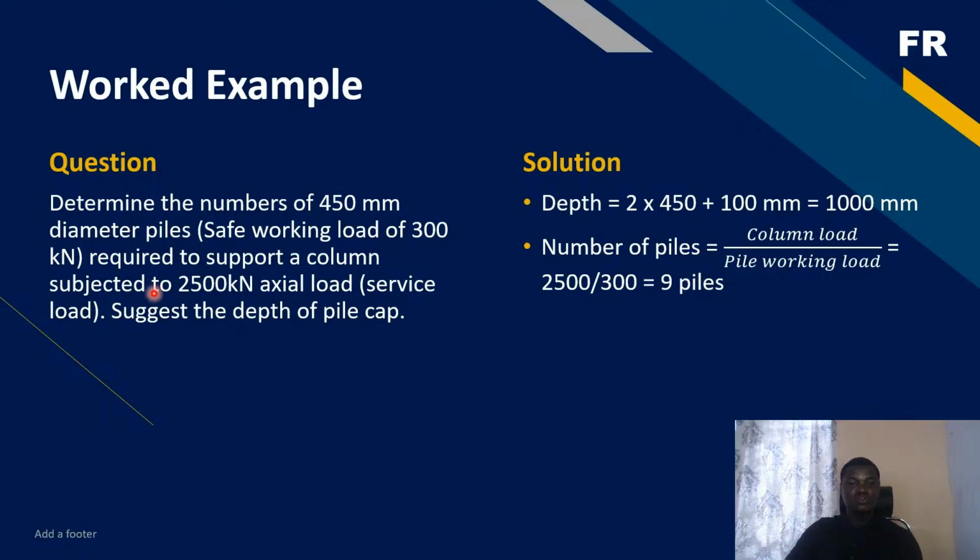You just need to know the service load from the superstructure in kilonewton form, and then you divide it by the working load of each pile, and then you approximate it to the nearest whole number. So in this case, we have 9 piles. So these are some of the things we want to explain in this section on introduction to pile foundation design.